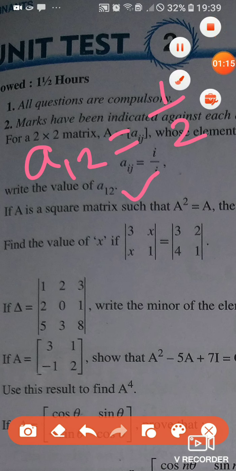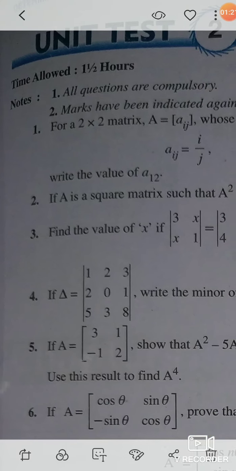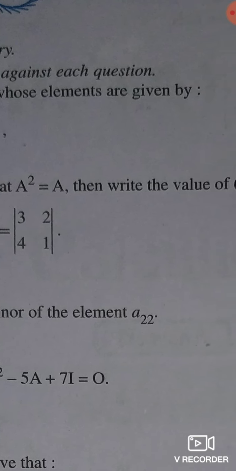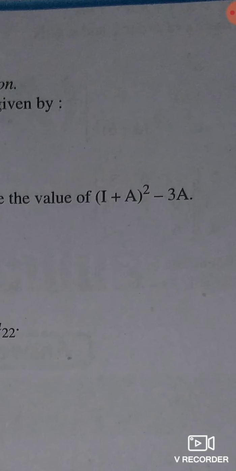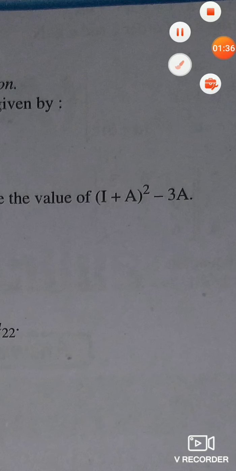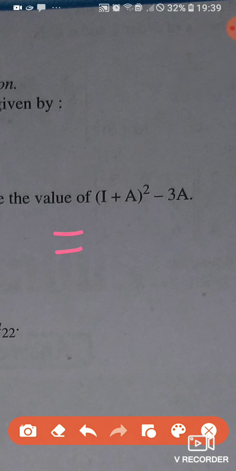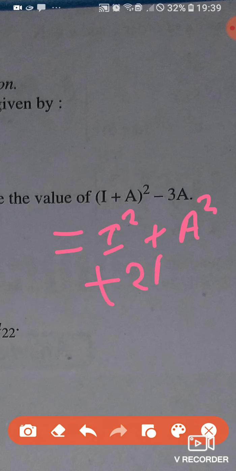Now come to question number second. If A is a square matrix such that A square equal to A, then write the value of (I plus A) whole square minus 3A. Let us see how to solve this problem. (I plus A) whole square minus 3A equals I square plus A square plus 2AI or IA, minus 3A.